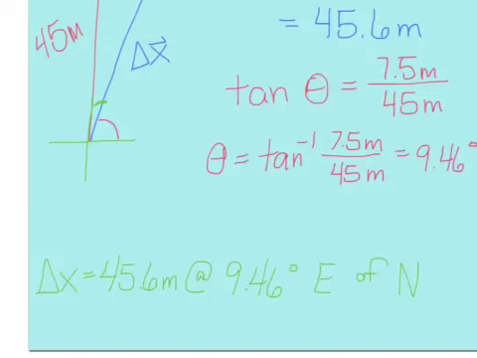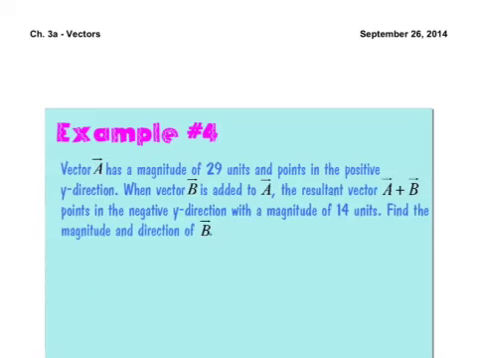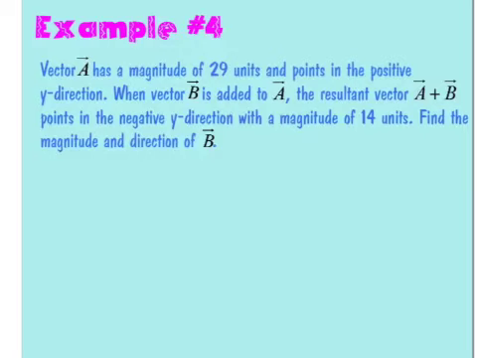Now let's look at an example for adding parallel vectors. In this problem, we're looking at two vectors, A and B. It says vector A has a magnitude of 29 units and points in the positive y direction. So vector A looks something like this. When vector B is added to A, the resultant points in the negative y direction and has a magnitude of 14 units. So it would be about half as long as that, and pointing downward instead of up. It's asking us to find the magnitude and direction of B.